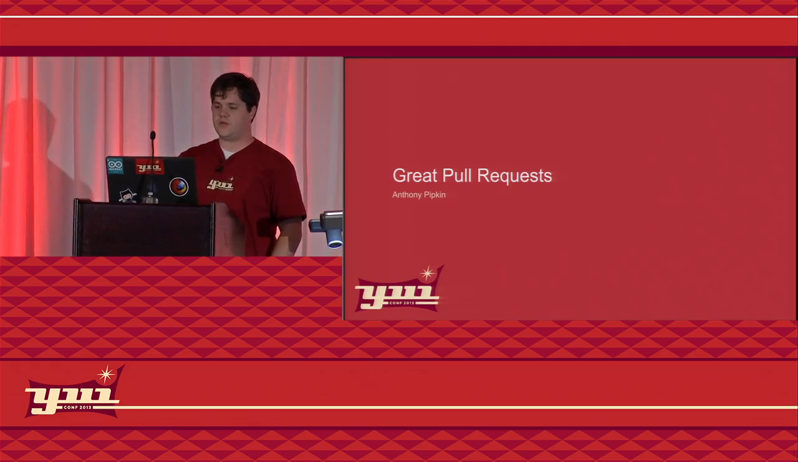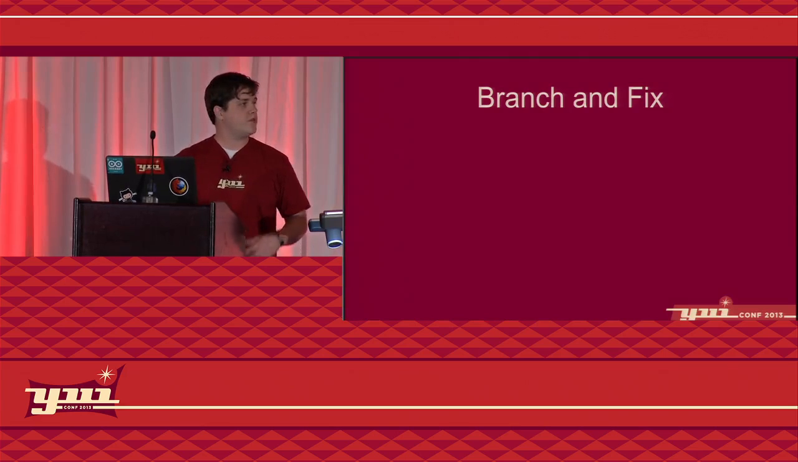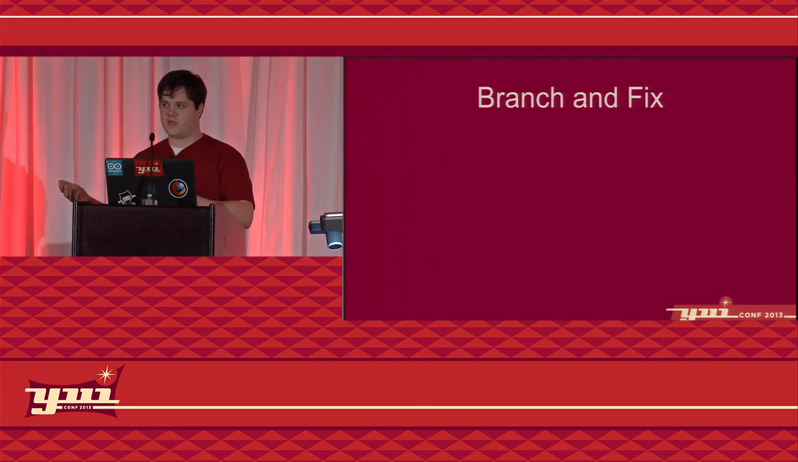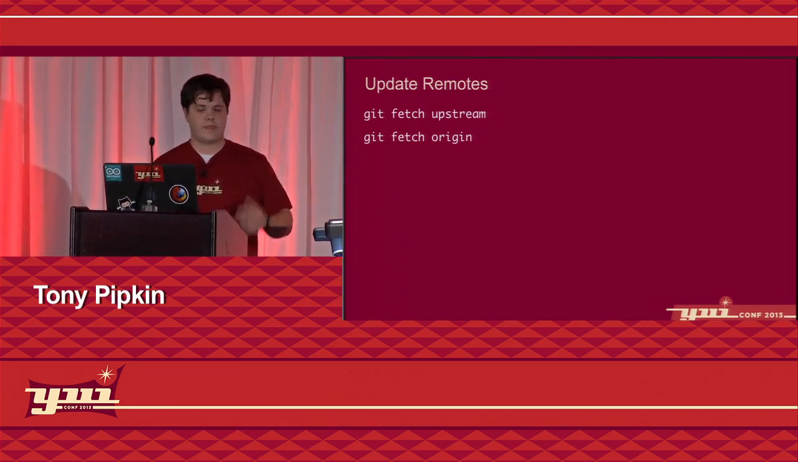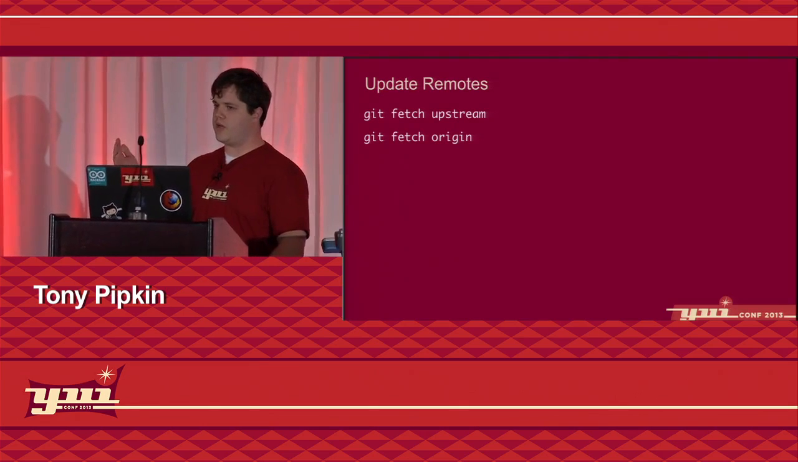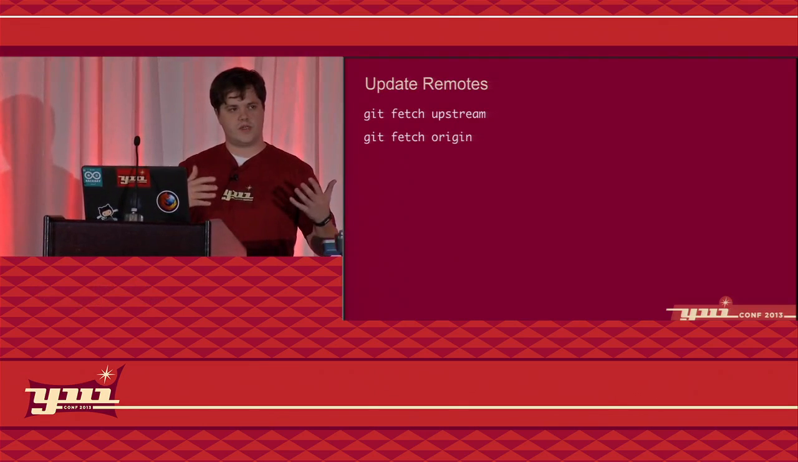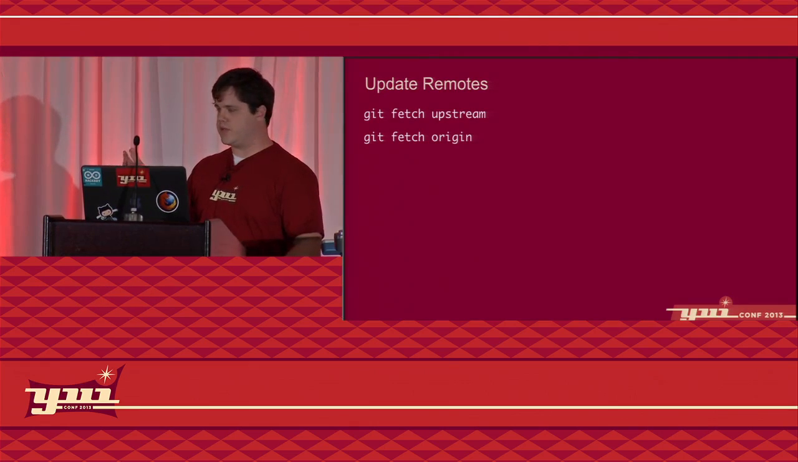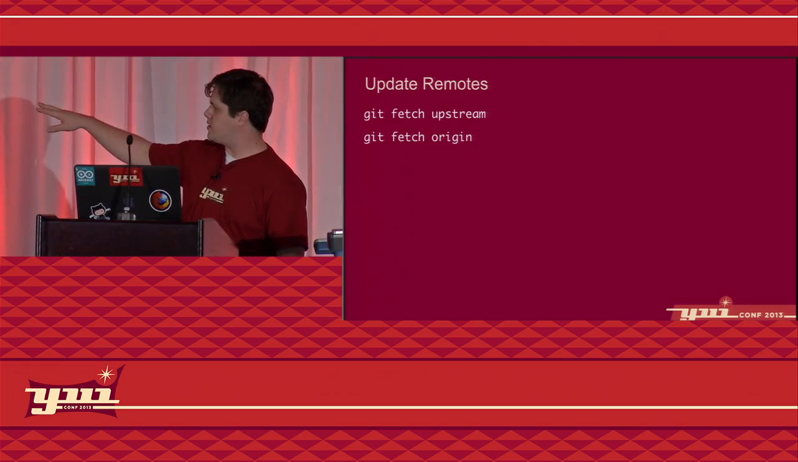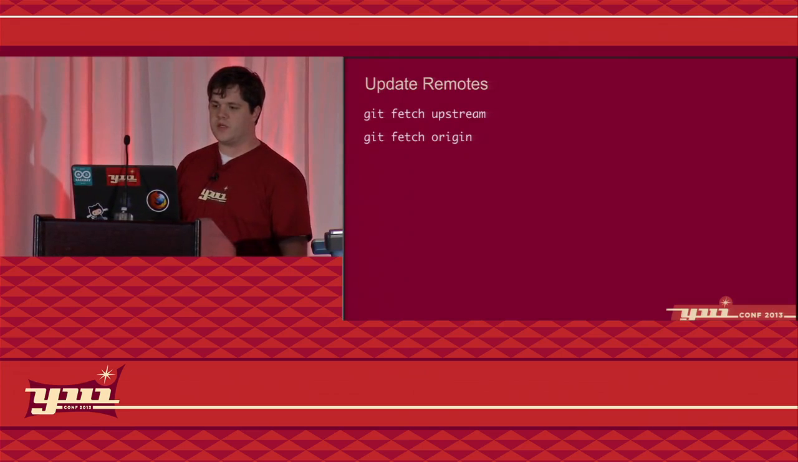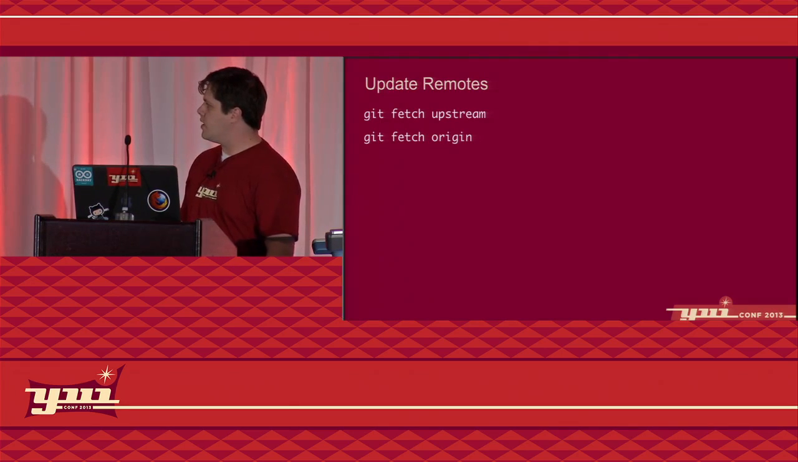So in order to create a good pull request, first you have to branch the repository and then fix the code. So the first thing we want to do is update remotes. The way we do that with YUI, we have a concept of origin, which is typically your personal GitHub, and then you have upstream, which is the YUI maintained GitHub. All of these are going to be Git commands. If it starts with git, you can run this in your console.